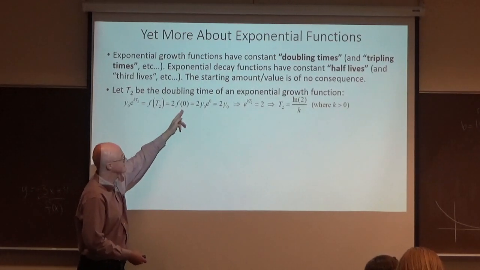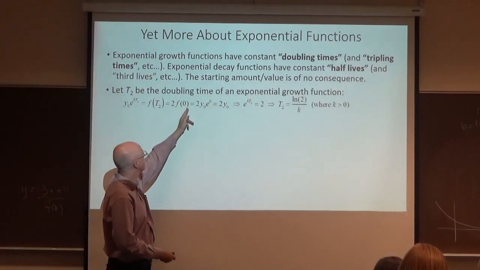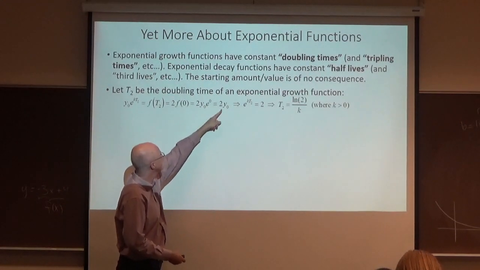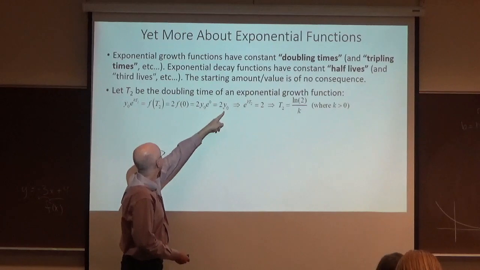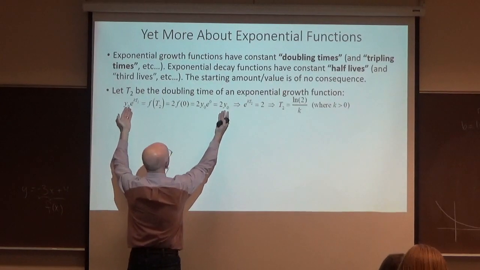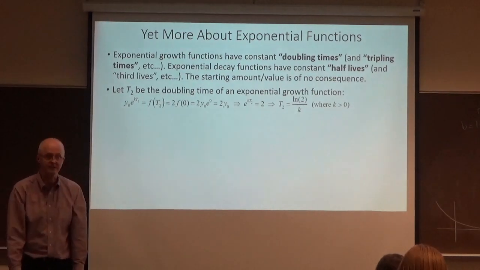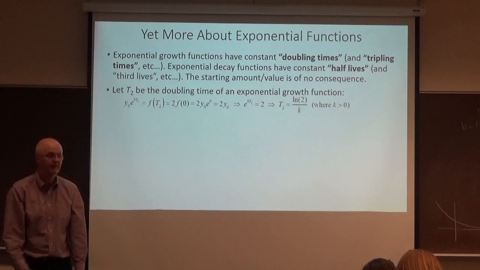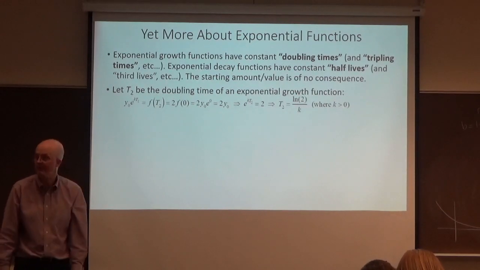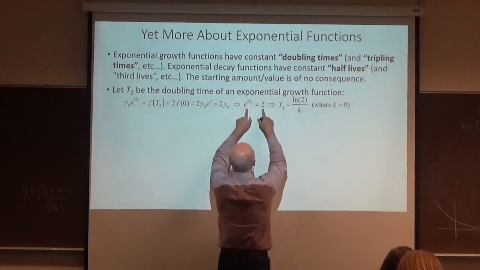I want twice the starting amount. f(0) is the starting amount. Plugging in 0 into the formula, I get e to the 0, which is 1, so it simplifies this. I'm trying to solve this equals this for T2. The y0's cancel. The initial amount is irrelevant. Divide both sides by y0. You get this equation if you do that.